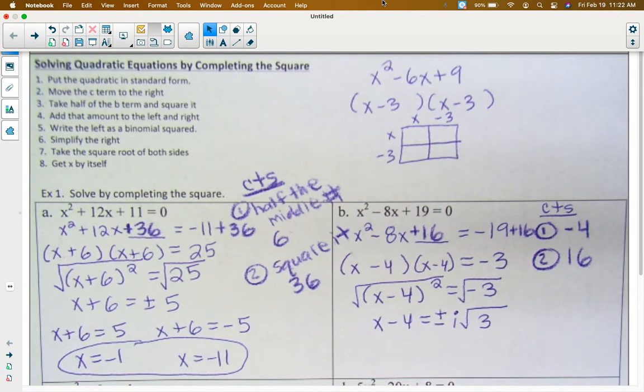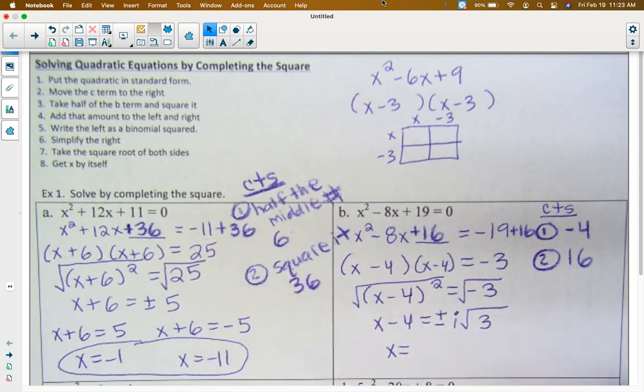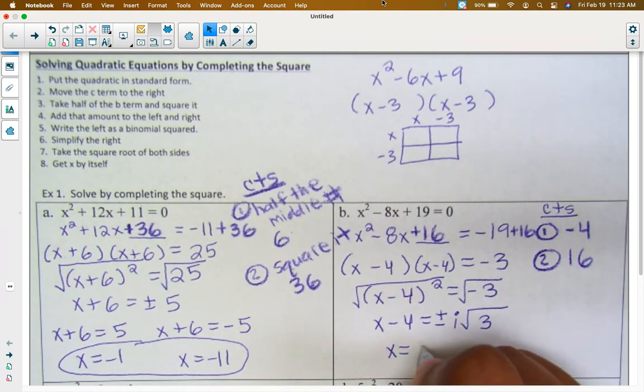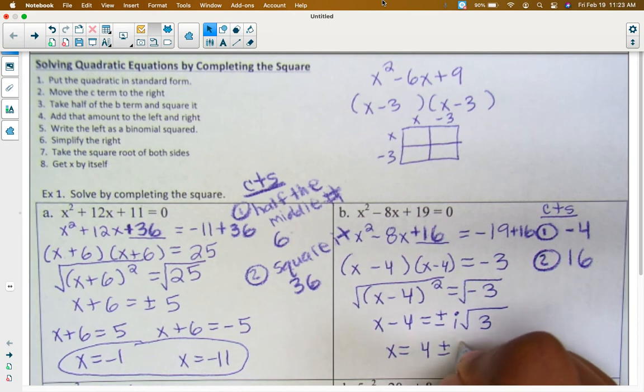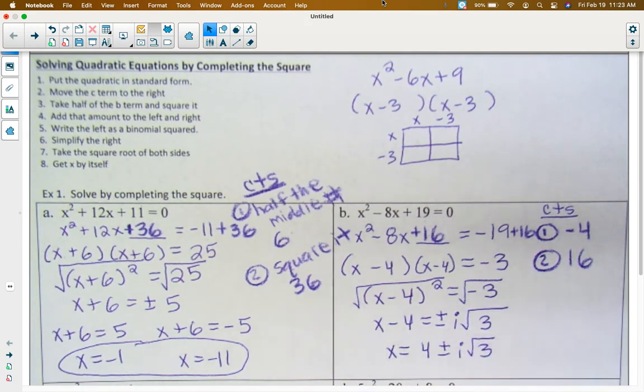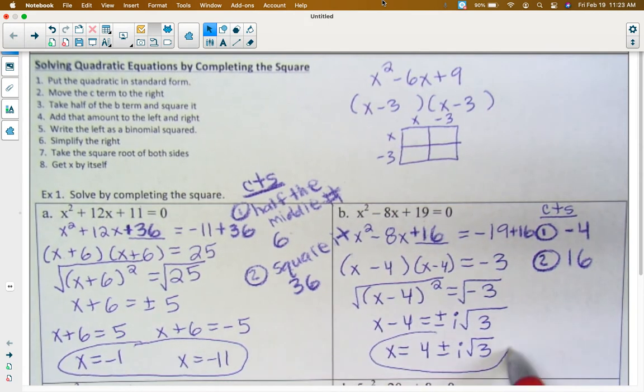So here we are. And the last step, we are trying to get x by itself. So we need to do the opposite of this. We need to add 4 to both sides. When you add 4 to both sides, it does not go on the inside of the square root. They are not like terms. So my final answer is x equals 4 plus or minus i square root of 3. That is our final answer.